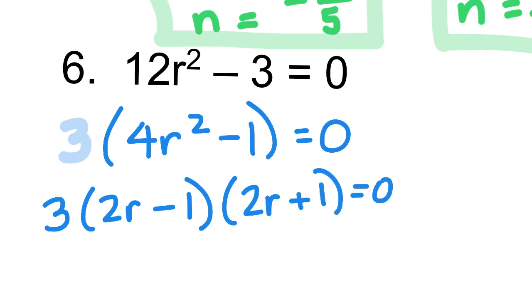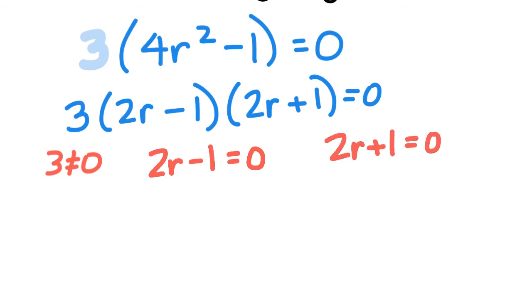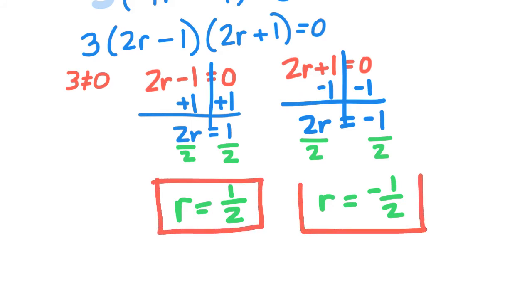And again, it appears that we have 3 factors, but since 3 is not equal to 0, we throw that factor out. So 2r minus 1 will be equal to 0, and 2r plus 1 will be set equal to 0. Please pause here while you solve. Now we have our 2 solutions, r equals 1/2 and r equals negative 1/2.